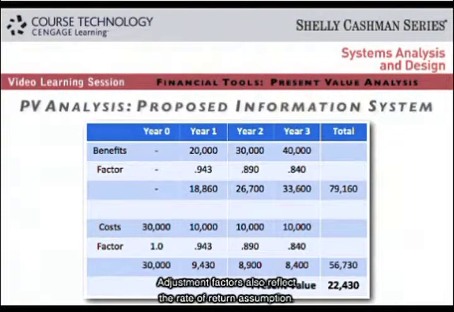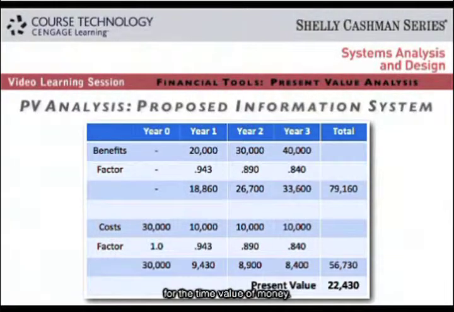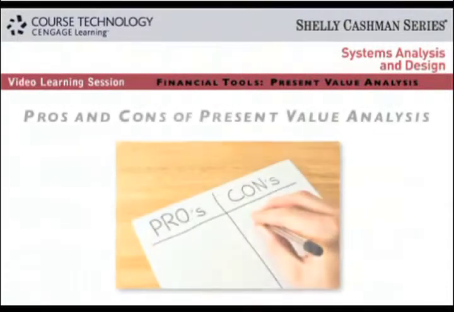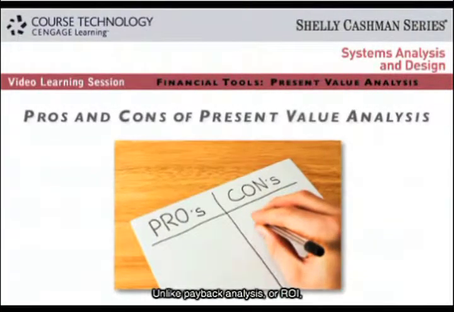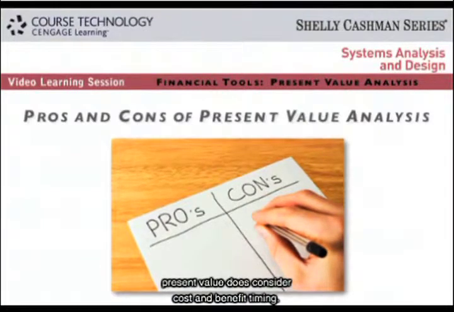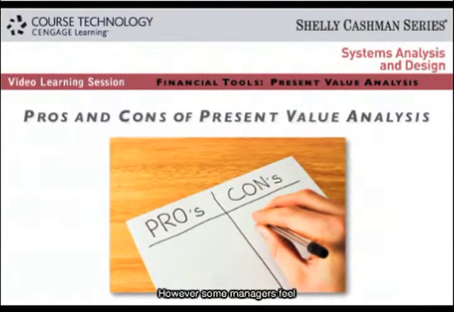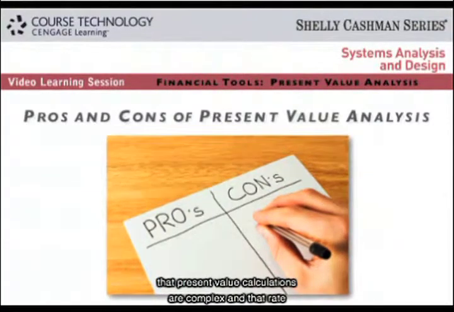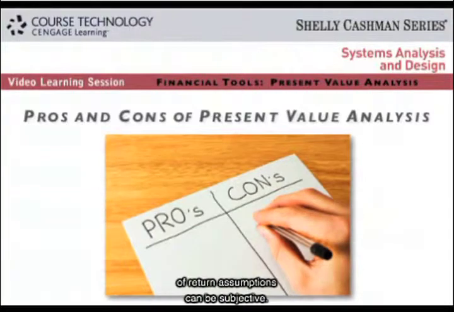Adjustment factors also reflect the rate of return assumption. Higher rates require more adjustment for the time value of money. Theoretically, at a zero rate of return, timing would not matter at all. Unlike payback analysis or ROI, present value does consider cost and benefit timing. However, some managers feel that present value calculations are complex and that rate of return assumptions can be subjective.